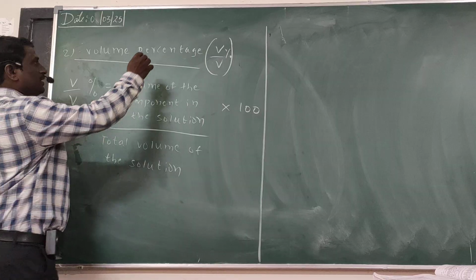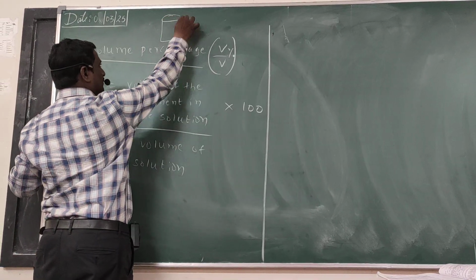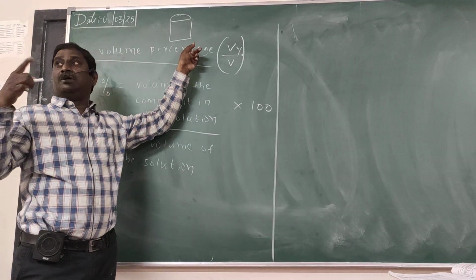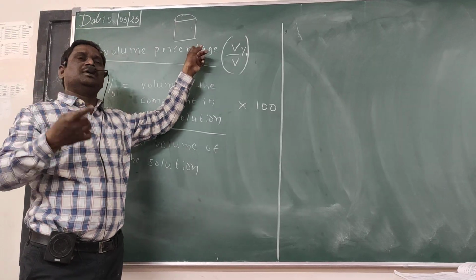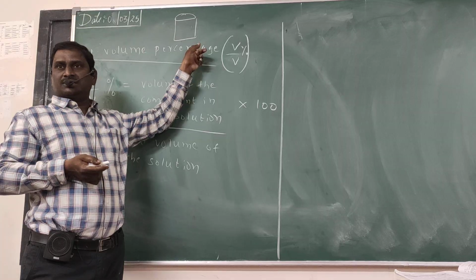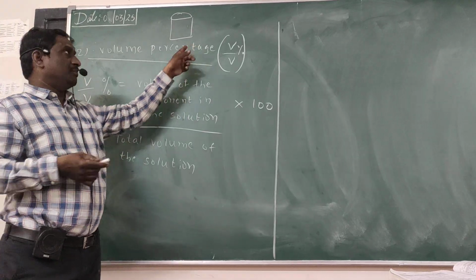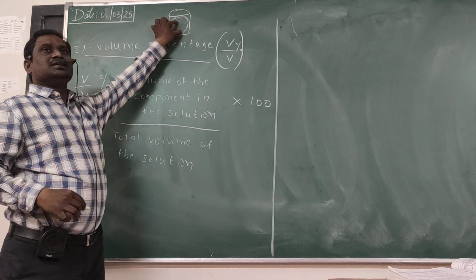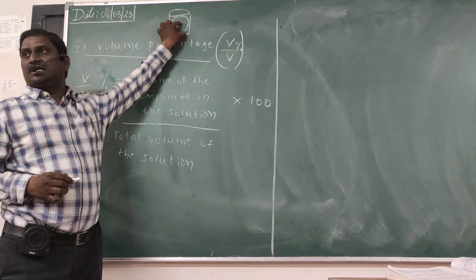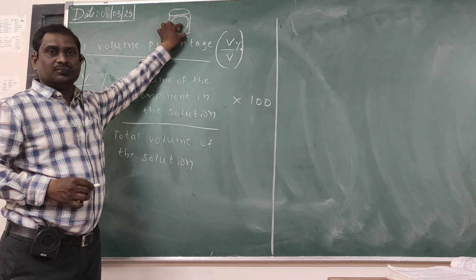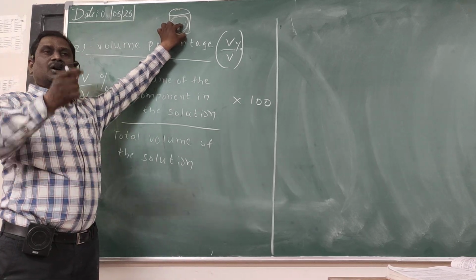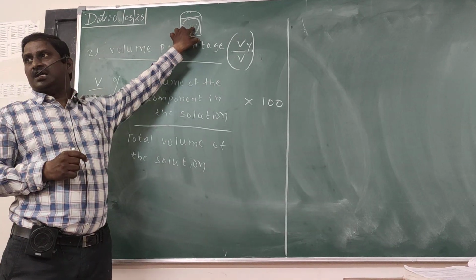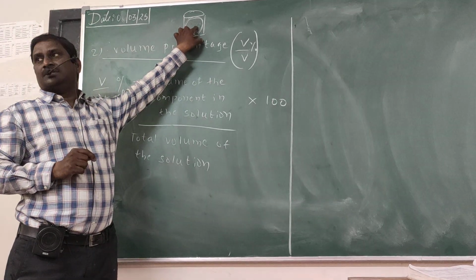Suppose I take one small beaker. If I measure this beaker, that is mass. How can we measure the mass? By using a common balance, or weighing balance. But here I am talking about volume. Volume means the space inside the beaker. Suppose you take a water bottle, the space inside it is called volume. Are you understanding? So I am talking about volume, not mass.